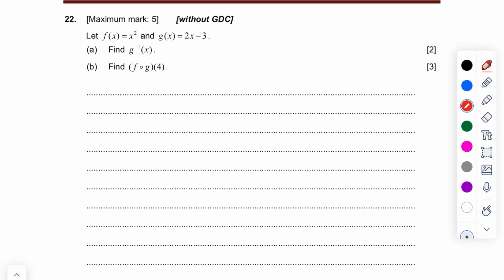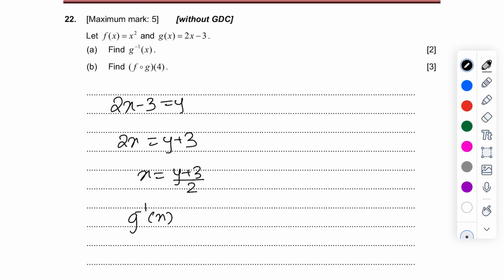Question number 22. g inverse of x: 2x minus 3 equals y, 2x equals y plus 3, x equals y plus 3 by 2. So g inverse of x equals x plus 3 upon 2.